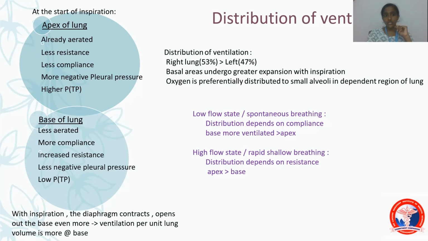Whereas the base of the lung is usually less aerated. So air will be less in the alveoli, so there will be more room. You can fill in more air, so it's more compliant, but at the same time, it has a higher resistance. Because when it is less aerated, you have to force in. You have to put in more effort in order to open these alveoli out. And there will also be a less negative pleural pressure.